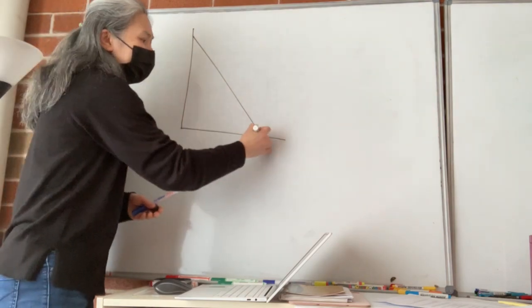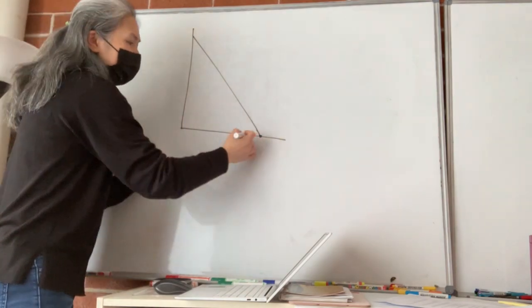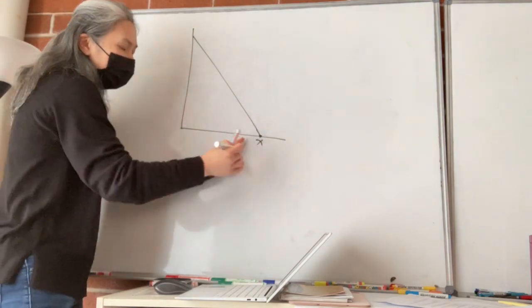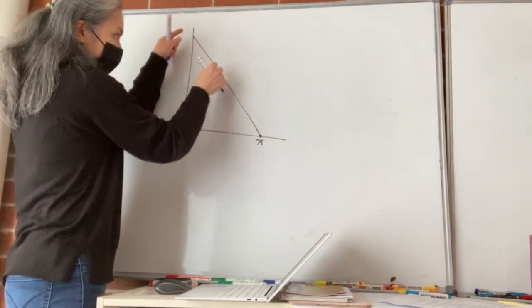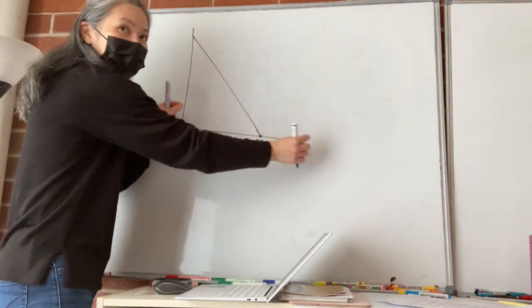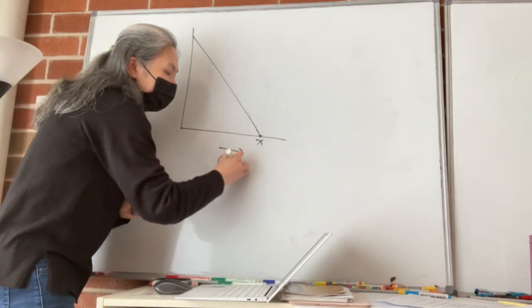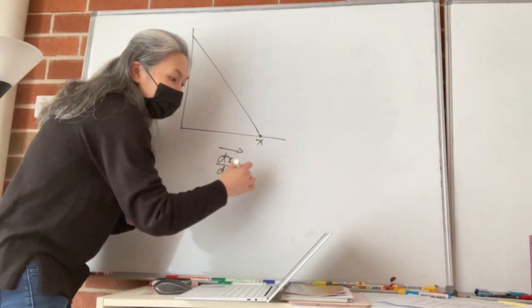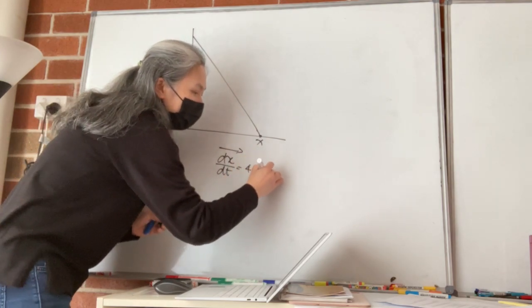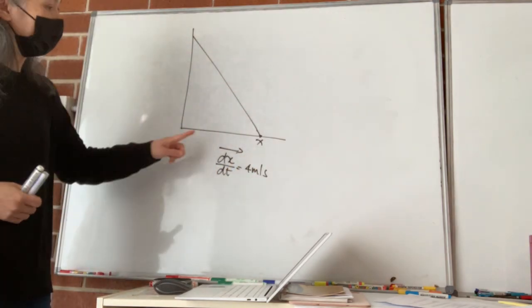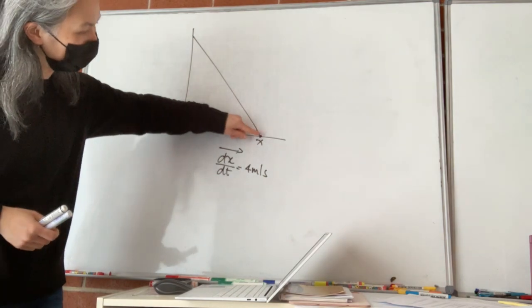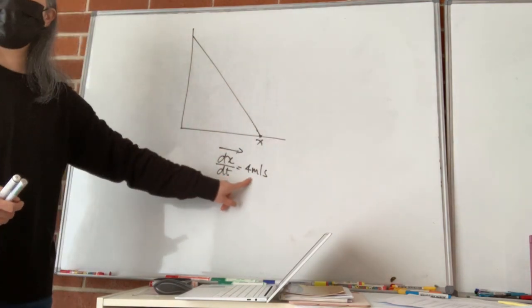I just keep it as an axis. This is my x-axis. I will call this x. If I call this x, the ladder is moving out that way. You can imagine that it's moving out this way. So you have dx/dt, and dx/dt is given to you as 4 meters per second. At the moment, I'm treating x moving outward as a positive number.